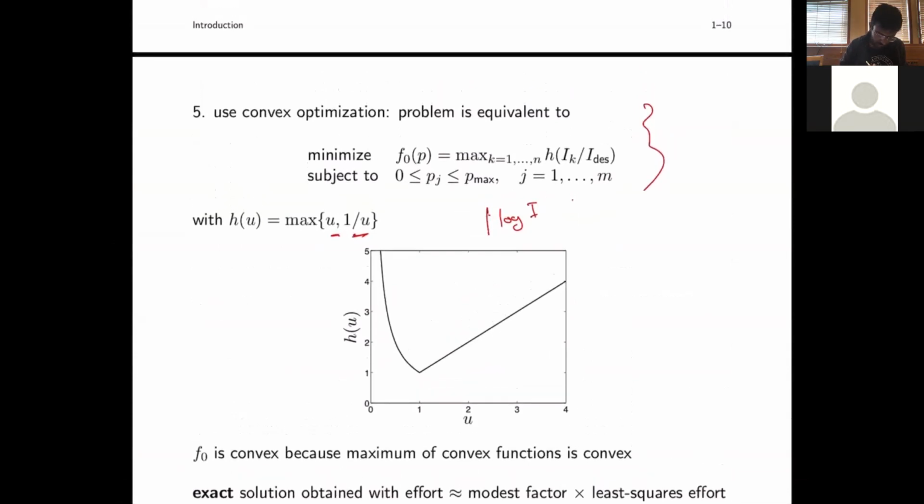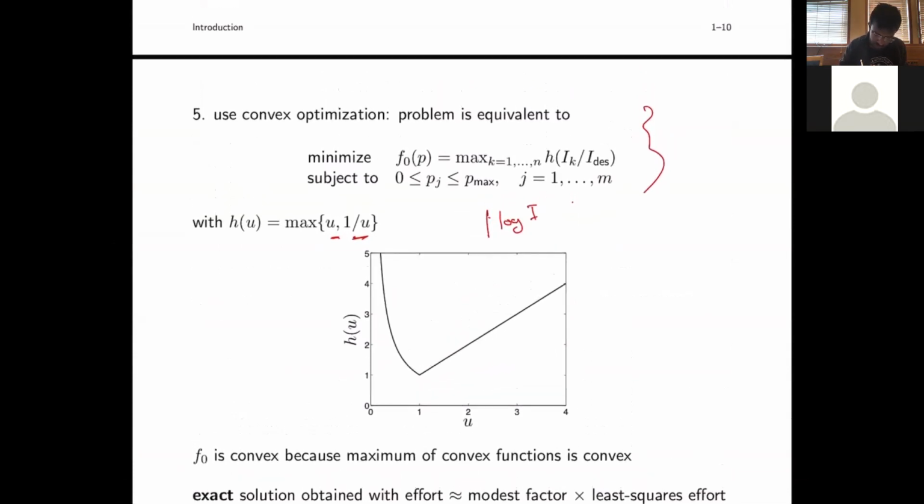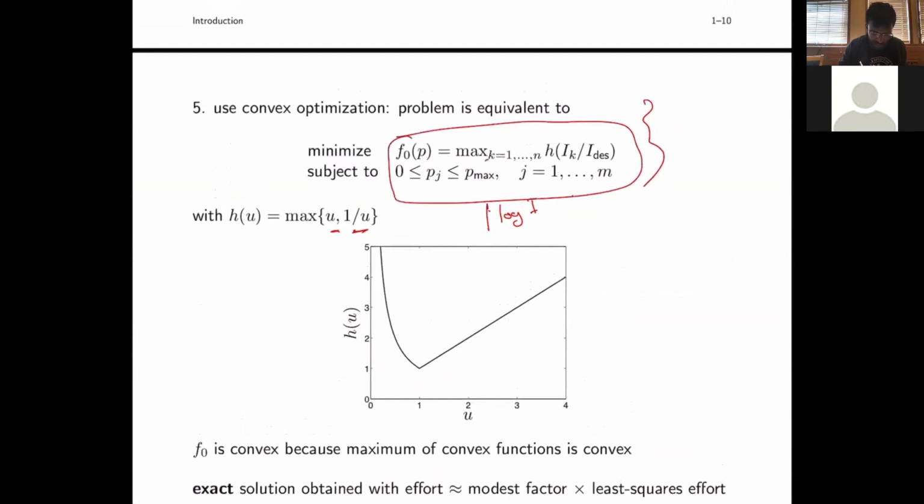Fine. So what you have now is a problem in this form where you have max and a function h, which is defined as max of u and 1 by u. So how do you plot h? If you plot h until 1, it will be 1 by u, and after that it will be a straight line u. So this is u, this is 1 by u. Is it convex? Yes, it is convex. Is it differentiable? No, I think it's not continuous at 1. So it's not differentiable at 1, but it's convex.